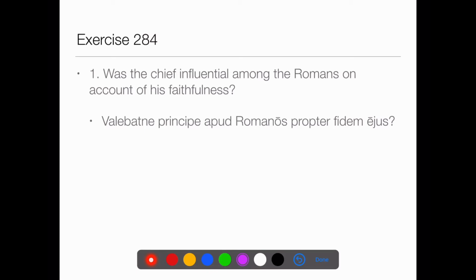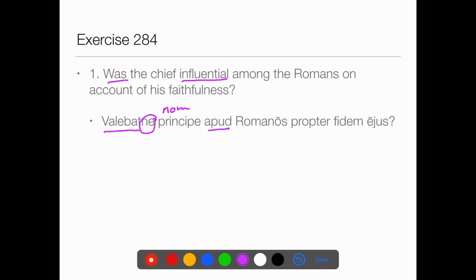So, was the chief influential among the Romans on account of his faithfulness? So you see here we have valebatne. So this would be was influential. Who was influential? The chief. This is the nominative. So was the chief influential?